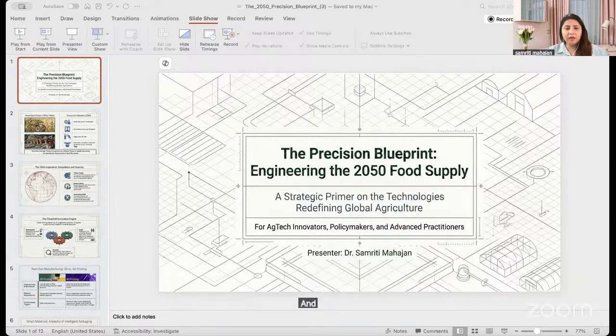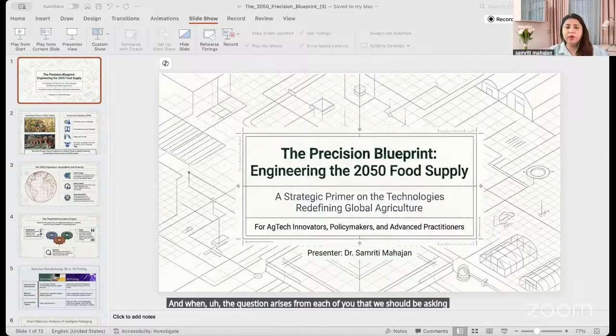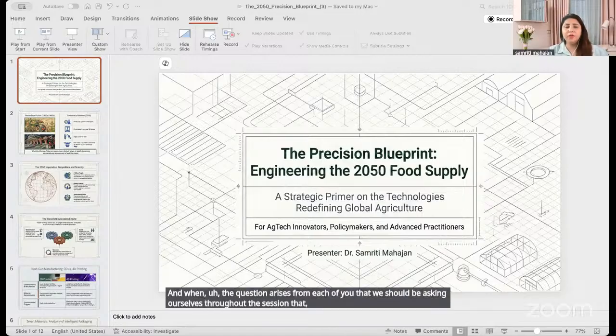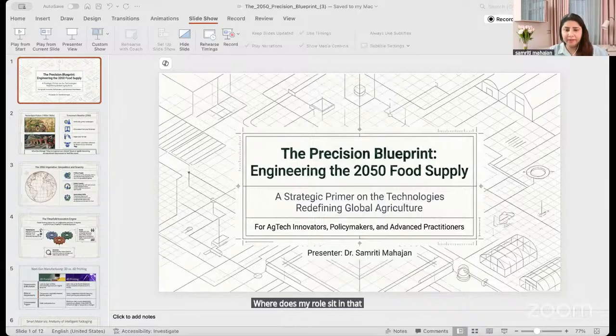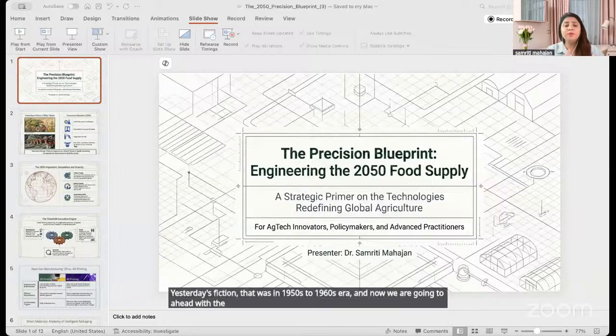The question we should be asking ourselves throughout the session is: where does my role sit in that redesign? That is the question we need to know, as we talk about aligning our position in the system. We start with the first slide: yesterday's fiction, from the 1950s to 1960s era, and now we are moving ahead to tomorrow's baseline. So let us start with the perspective.